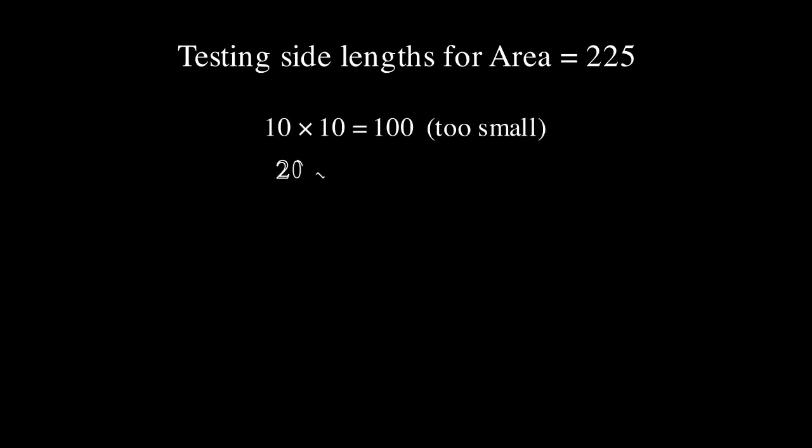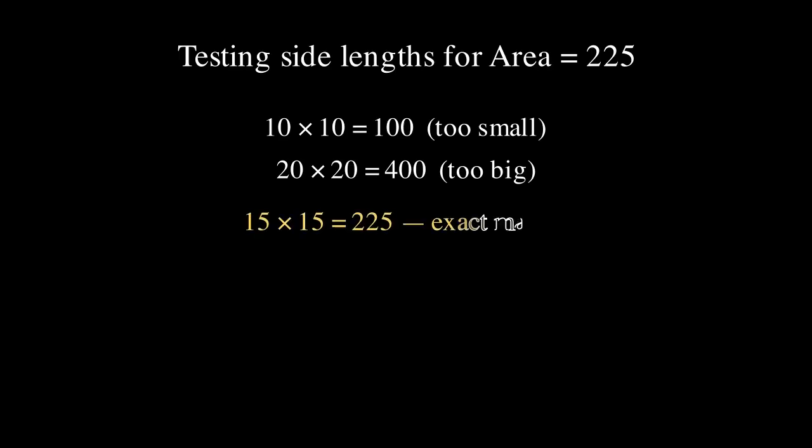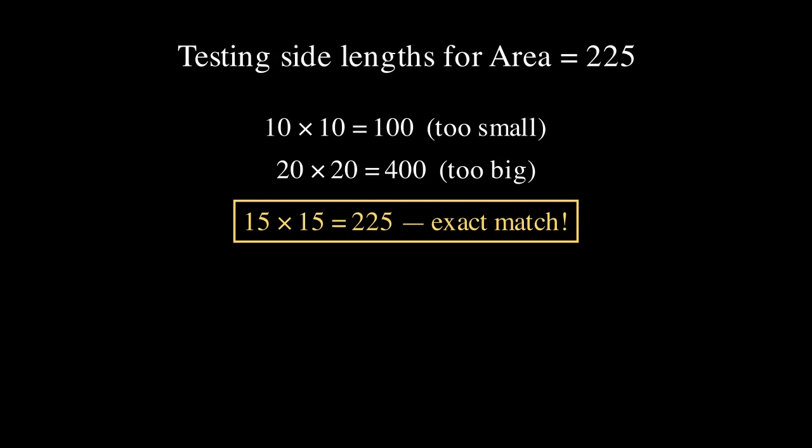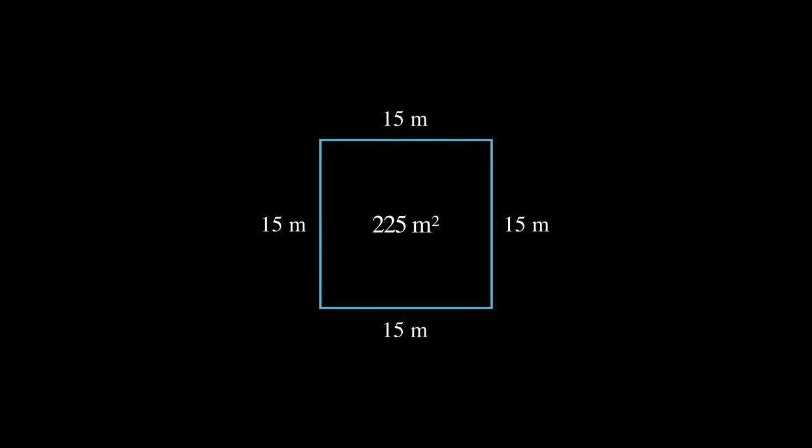Let's just try some whole numbers and see which one multiplied by itself lands exactly on 225. 10 times 10 is 100, that's too small. 20 times 20 is 400, that's too big. So the answer is somewhere between 10 and 20. Let's try 15, right in the middle. 15 times 15 is exactly 225, so each side of the garden is 15 meters.